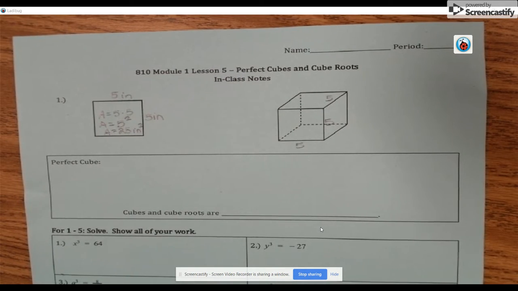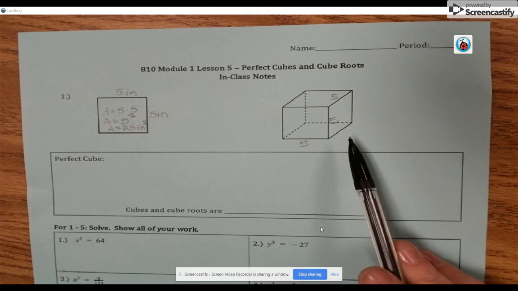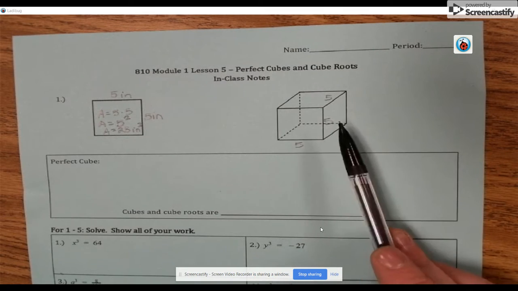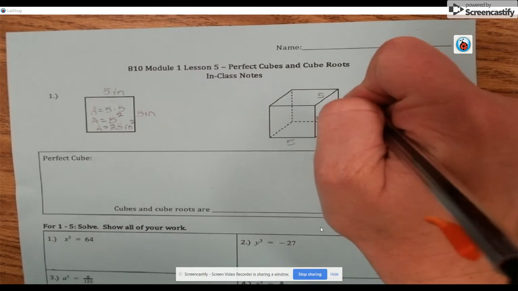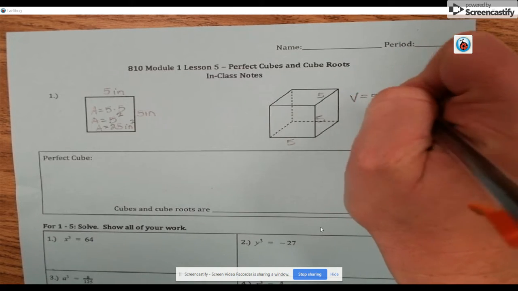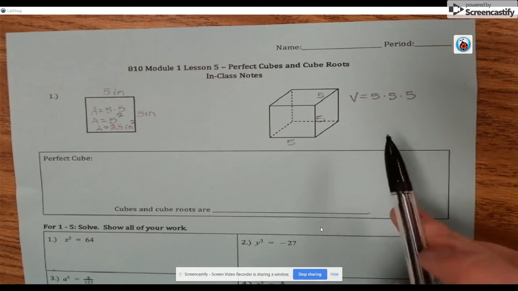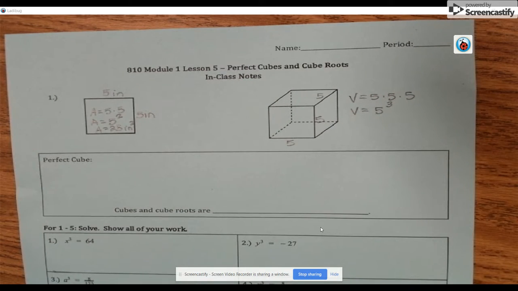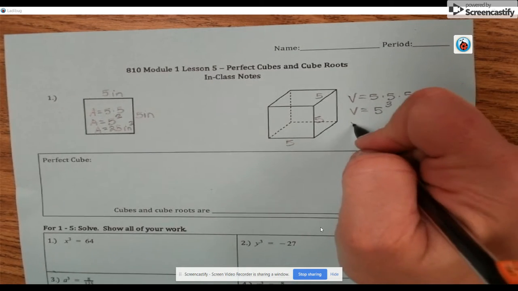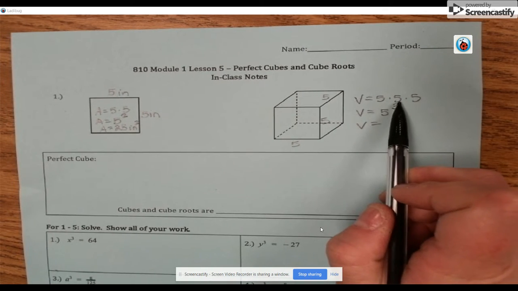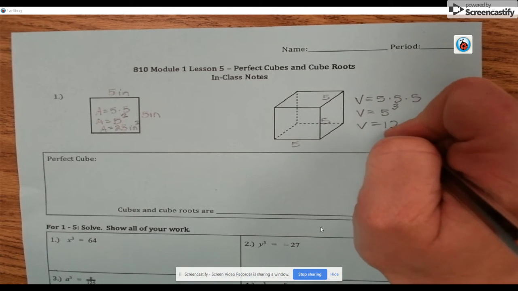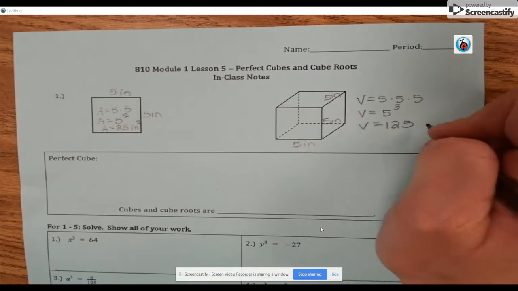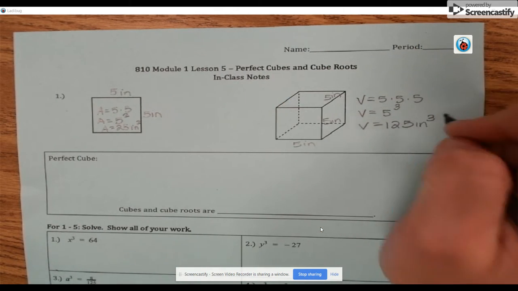Now if we're looking over here at a cube, we don't want to find area, we would find volume, because it would be length times width times height. So the volume would be 5 times 5 times 5. Since I'm multiplying that 5 three times by itself, I can write that as 5 to the third power, or 5 cubed is another way that we'll say that today. And that equals, I know 5 times 5 is 25, 25 times 5 is 125. And this time, let's again call these inches. So this would be 125 inches cubed this time.